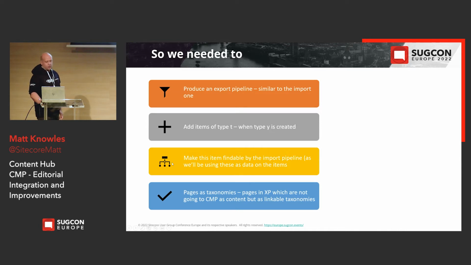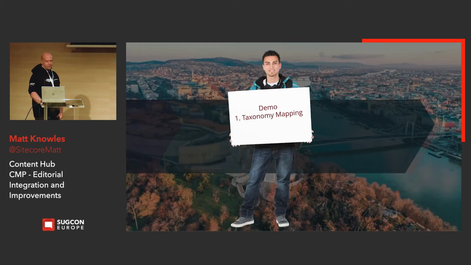And we needed to support pages as taxonomies. So page types within XP feed your taxonomies in CMP. If I get the initials the wrong way around, it's just, there's far too many two and three letter acronyms in this industry. I apologize for this. Just feel free to throw something at me if I get it too badly wrong.